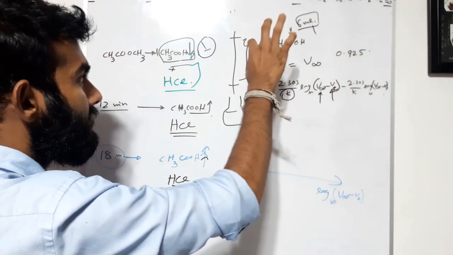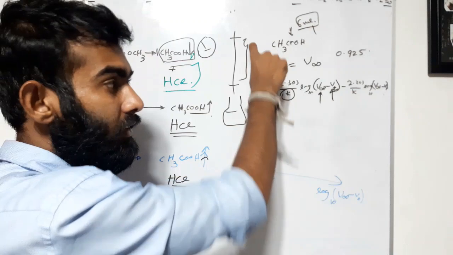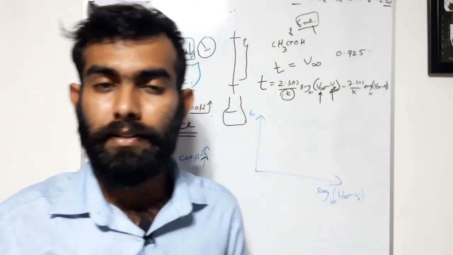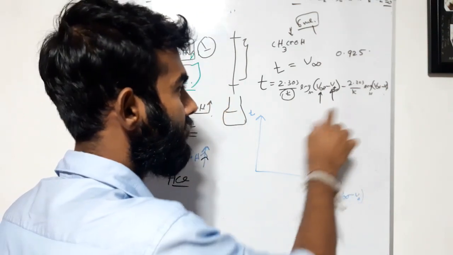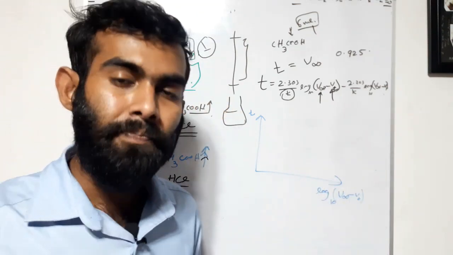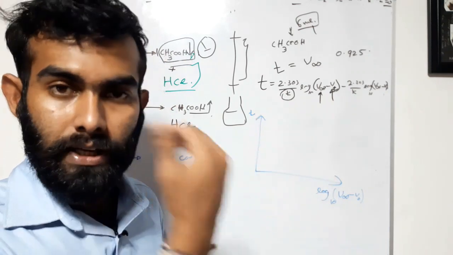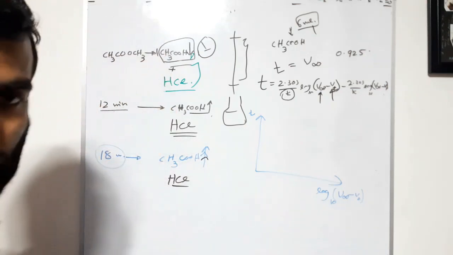Initially Vt is at 6 minutes. At that time we read this volume, it is Vt. Likewise, we have to read the volume at every 6-minute interval, that is the Vt. So likewise, you can plot a graph and you will get the k, or rate constant, from this graph gradient. Okay, it is a first order reaction.